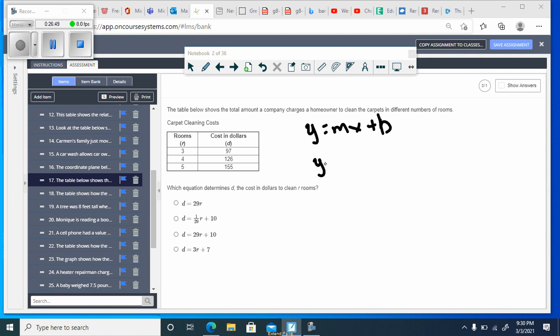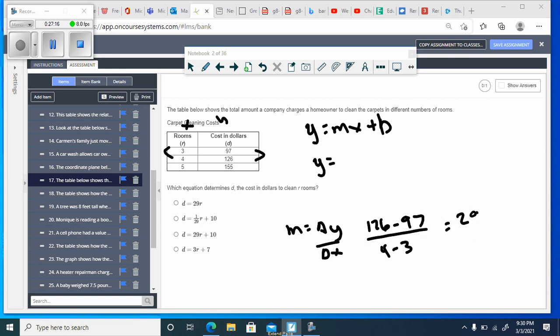We know that our m is our change in y over change in x. Here's our x, here's our y, because x comes first, y comes second. That would be 126 minus 97 over 4 minus 3. 126 minus 97 would be 26, 27, 28, 29.